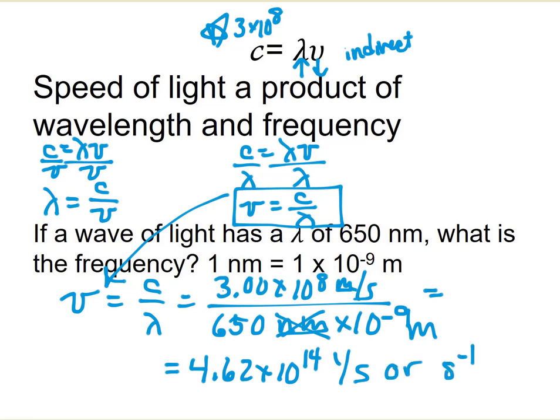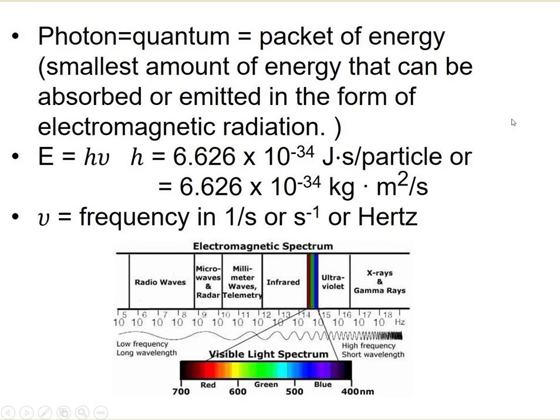So this is the frequency. So this is how many wavelengths are going by in the second. So a very large number. The light that comes out of the atom when it goes from an excited state to a ground state is also described as a photon or a quantum. This is just a packet of energy.